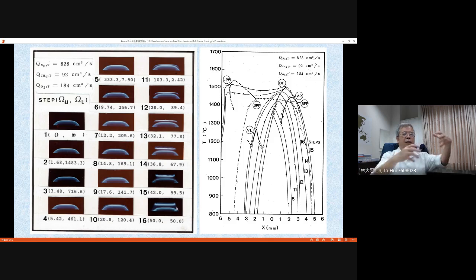Okay, now by this kind of stepwise variation of concentration distributions, you start from the diffusion flame, and by changing the boundary condition, you generate two identical stoichiometric premixed flames. In this experiment, we do the measurement for the temperature distributions along the center axis. You can see this shows you very interesting temperature distributions.